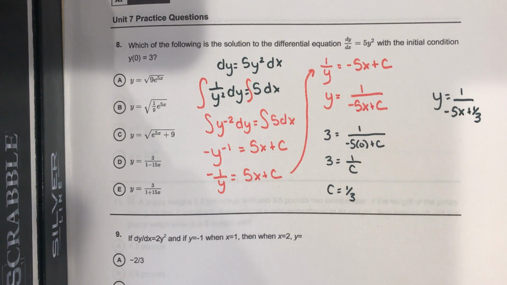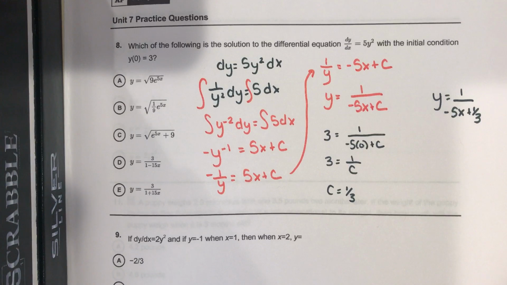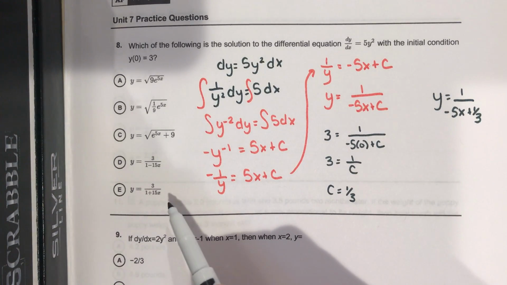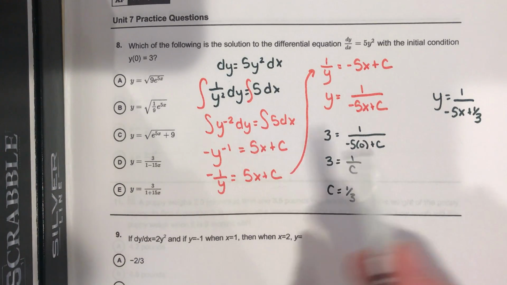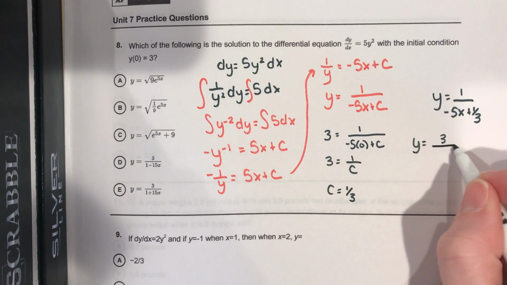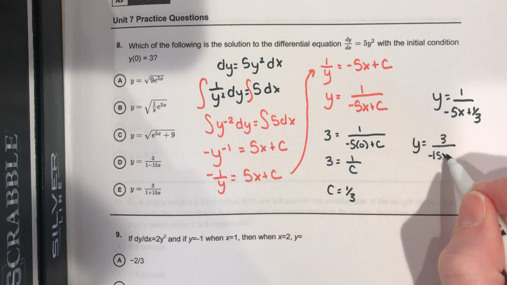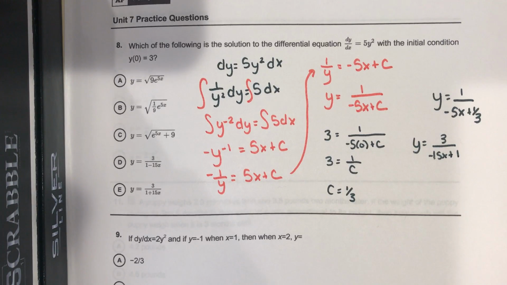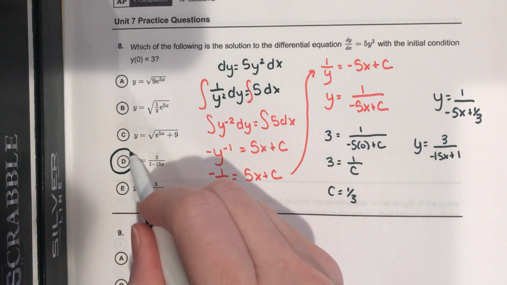Now that does not match anything that I have so far, but I know it can't be A, B, or C. So it looks like what they did is they got rid of the fraction. So if I multiply everything by 3 over here, that gives me 3 over negative 15x plus 1. Now it matches D.